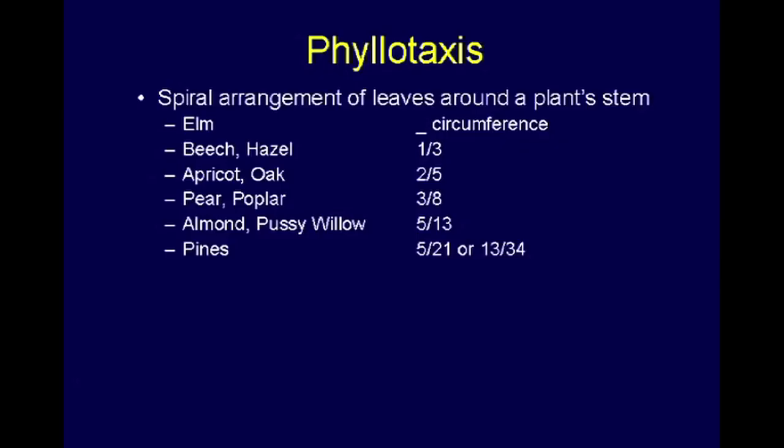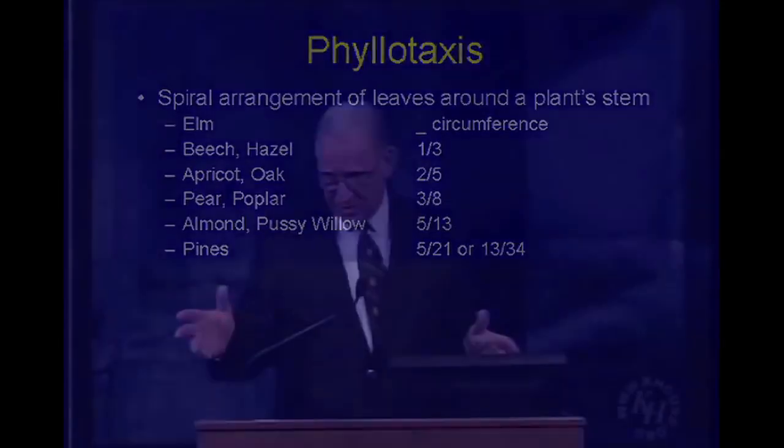There's a study among scientists called phyllotaxis, and that's where you study the arrangement of leaves around the stem of a plant. Visualize taking a plant and taking a cross-section and seeing how the leaves are ordered in the plant. It turns out the elm always has 1/2 the circumference, the beech or the hazel has 1/3, the apricot and the oak have 2 every 5, the pear and the poplar have 3/8. Each one of these, the almond, the pussy willow, pine trees, are always 5 to 21 or 13 to 34. These are all Fibonacci numbers.